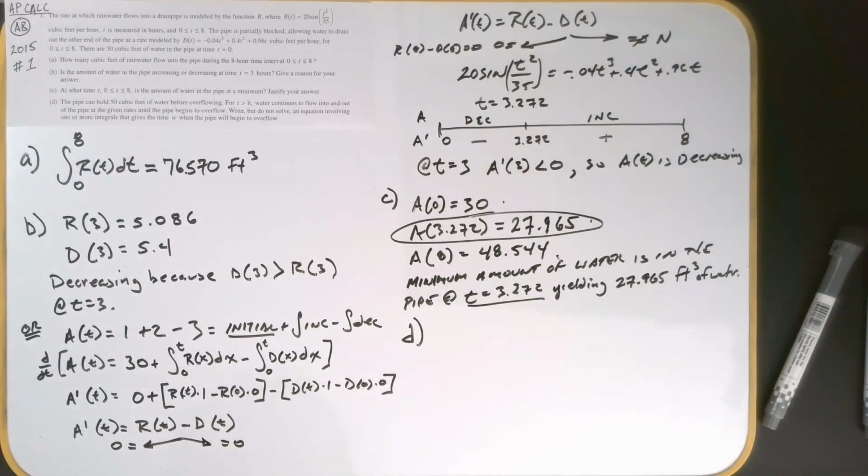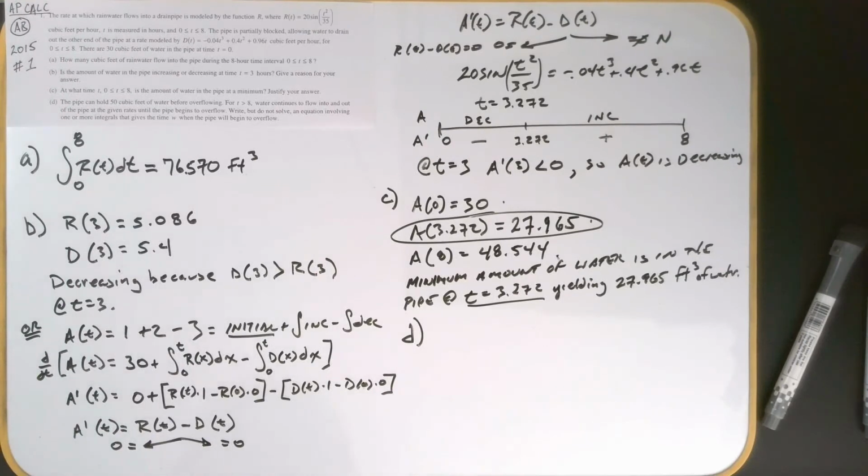Okay, then part D says, the pipe can hold 50 cubic feet of water before it overflows. So after 8 hours, it's backing up so much it's overflowing. And so after 8 hours, water continues to flow into and out of the pipe at given rates until the pipe begins to overflow. Write but do not solve an equation involving one or more integrals that gives the time W when the pipe will begin to overflow. So when does our amount equal 50?